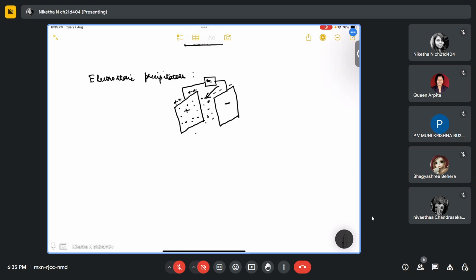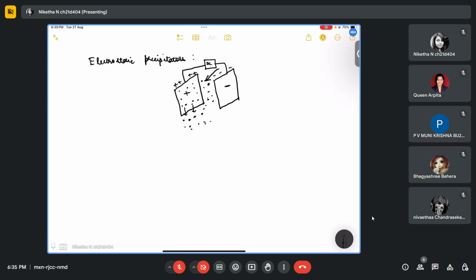Okay. So then when you turn off the power, the particles that are attached to the cathode will fall down. So they can be easily collected. So that is the principle.